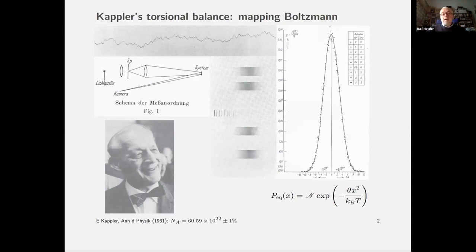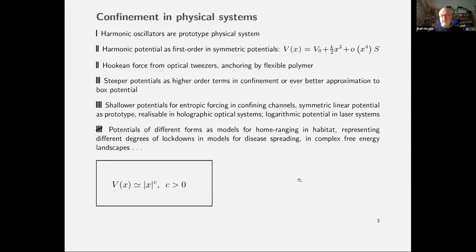The angles are pretty small, so we can talk about a harmonic approximation of this restoring potential. As part of his experiments, he also measured the equilibrium distribution caused by this rotational Brownian motion, and he managed to map out this beautiful Gaussian. This is, of course, the Boltzmann distribution, and in a harmonic potential, it is a Gaussian. So we'll come back to confinement of fractional processes in harmonic potentials, but especially I want to look at non-harmonic potentials.